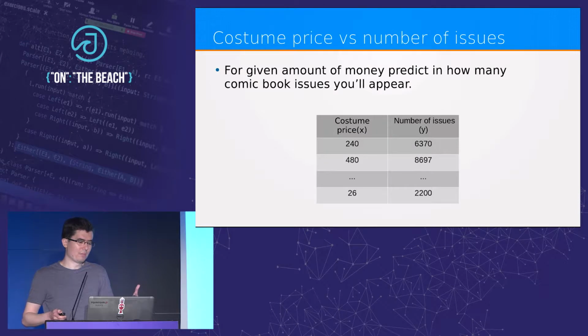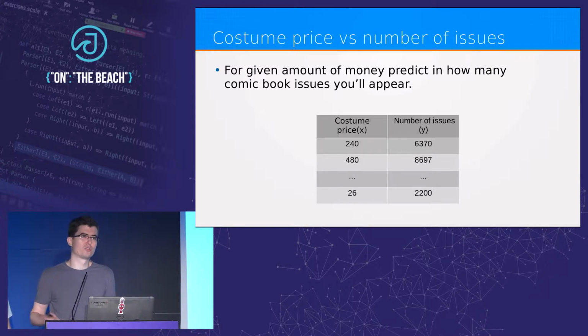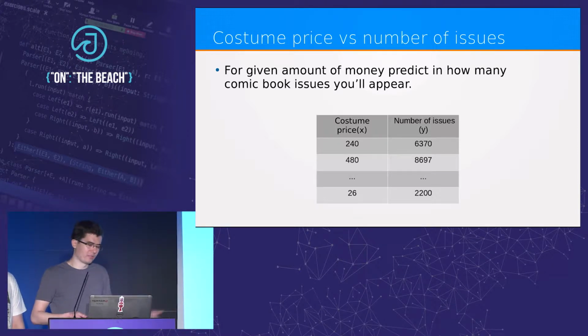So our problem is that we would like to invest some amount of money in our costume to be popular. So we did a serious scientific research, and we found the most published superheroes ever. For every superhero, we got the number of comic book issues in which they appeared. And then, for them, we checked how much you have to pay for the costume on eBay. So that's how our data looks.